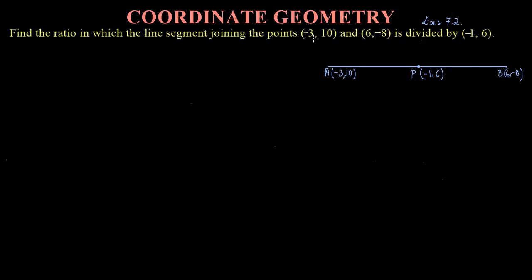Okay, so they have given you the two endpoints, which I have named A and B, and they have said that it is divided by a point and they have given the coordinate of that point, right? So that point I have named P. So P is the point which is dividing this line into two parts, and we are supposed to find the ratio in which this line has been divided by the point -1, 6.